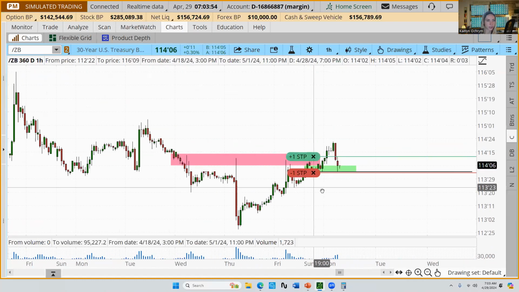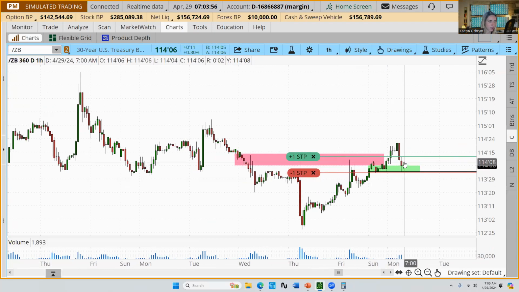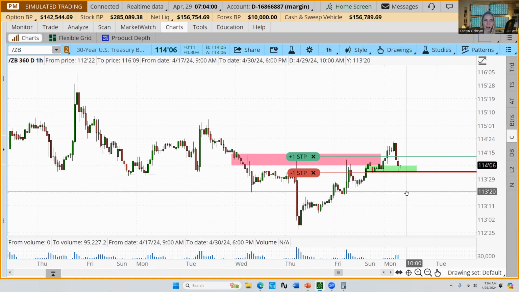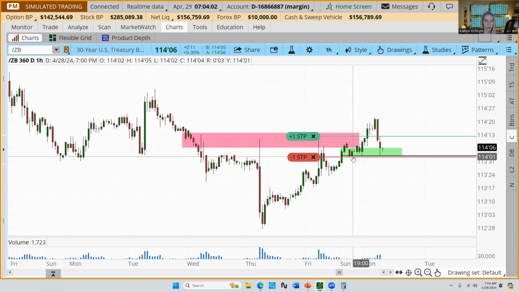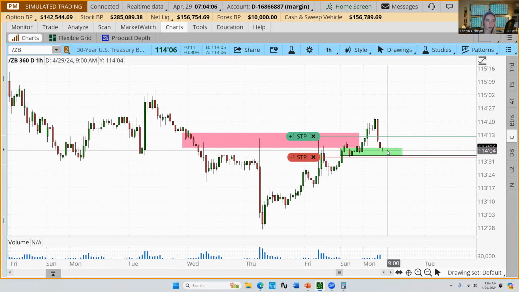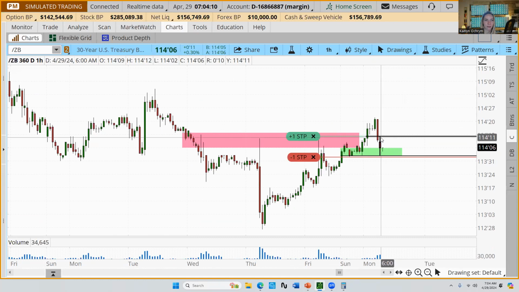On bonds, we're still waiting for that breakdown. We did have resistance, breakout, pullback. So we're waiting for price to break below support. Getting pretty close to that entry, just waiting for it to trigger. And then our stop is placed above our wick over wick.